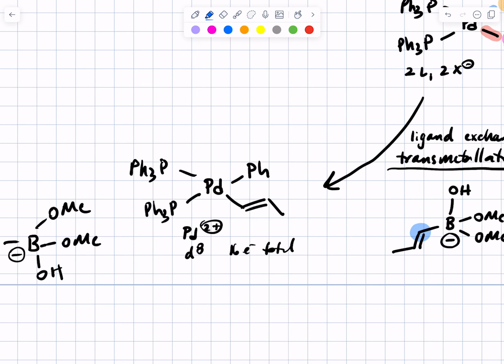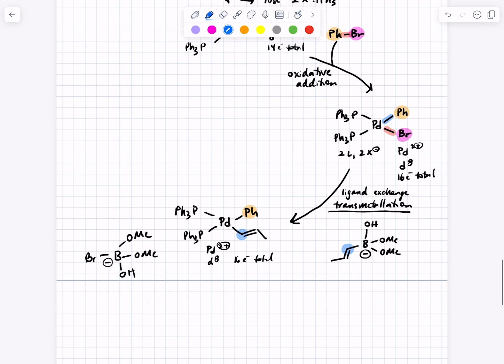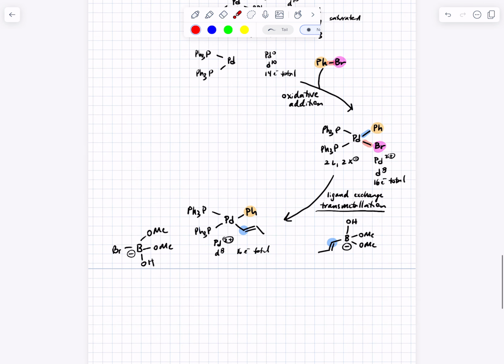At this stage, you can maybe, based on the cuprate chemistry, have an idea of what's going to happen next. If we do a reductive elimination step, we can use 2 of the metal ligand electrons to form a new carbon-carbon bond between these 2 ligands, and then 2 electrons will go back on the metal. And that's exactly what happens. This next step is reductive elimination.